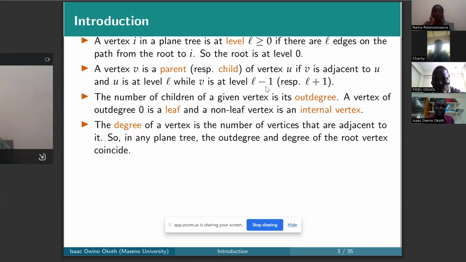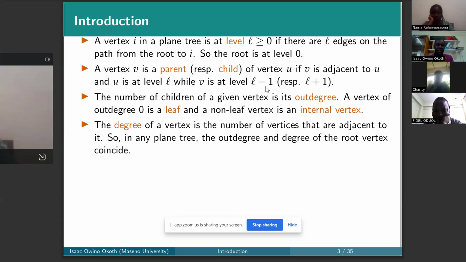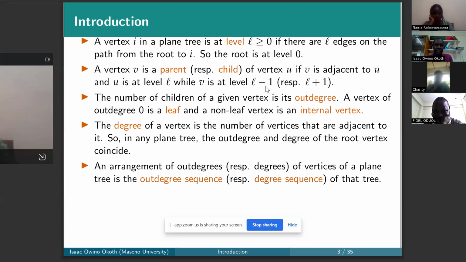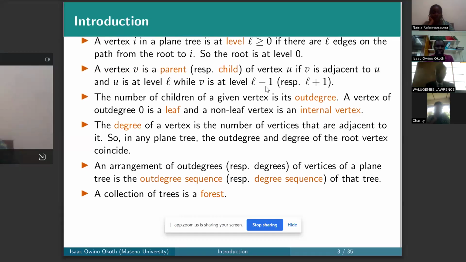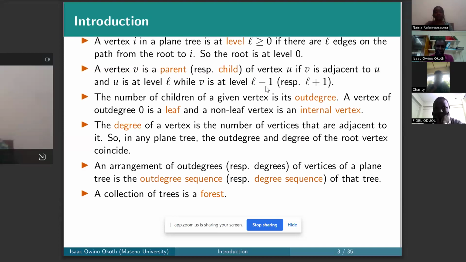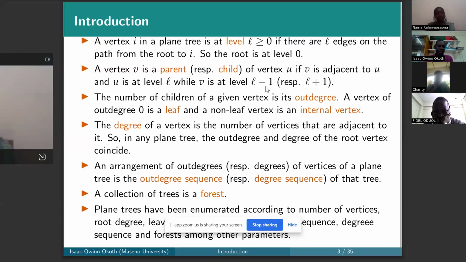And the degree of a vertex is just the number of vertices that are adjacent to it. In plane trees, the out degree and the degree of a root vertex therefore coincide. We also have the out degree sequence, which is an arrangement of out degrees, and the degree sequence, which is just an arrangement of degrees of vertices in the tree. A collection of trees is referred to as a forest. So plane trees have been enumerated according to the number of vertices, leaves, degree sequences, out degree sequences, forests, among other parameters.